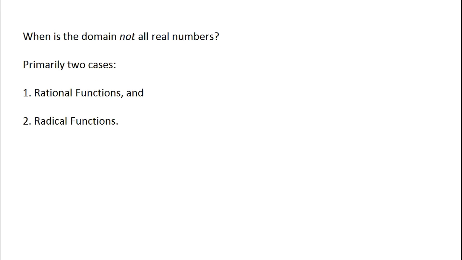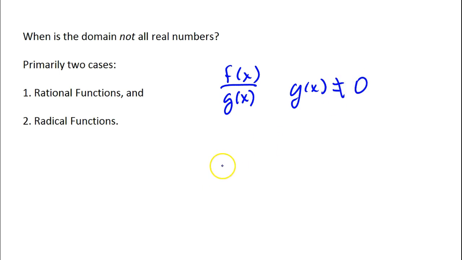Well, when is the domain not all real numbers? We're going to be focused mostly in this course on two cases: rational functions and radical functions. So rational functions are going to be in the form of some function in the numerator divided by some function in the denominator. And what we have to watch out for is that g of x can never equal 0. So that's going to limit our domain there.